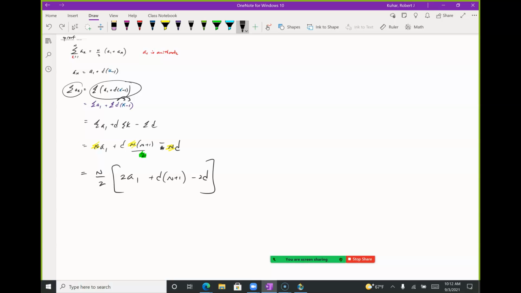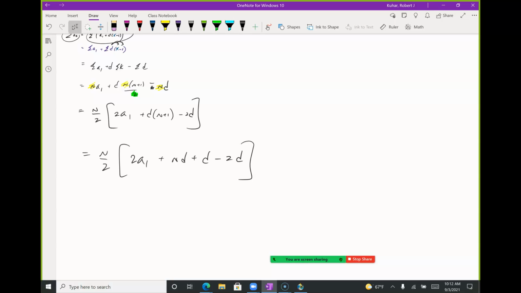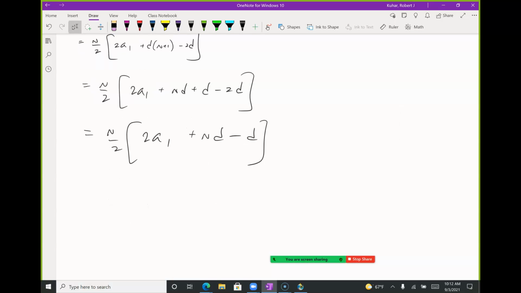I'm going to distribute my D again. I get ND plus D minus 2D. And then I notice there that what happens, I have an ND minus D, right? 2A sub 1 plus an ND minus D. So I can factor out a D now, right? I can factor out a D there. I get N over 2 times 2A sub 1 plus a D times N minus 1.